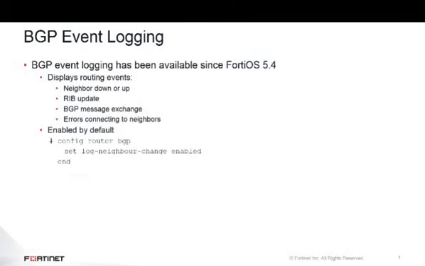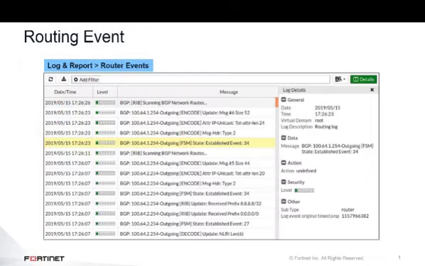Now FortiGate can log routing events, which enables you to get information that used to be available only when you ran the BGP real-time debug. By default, BGP event logging is enabled. You can disable BGP event logging by using the command shown on the slide. You can view BGP-related router events on the GUI. You can click any logged entry to view the details.